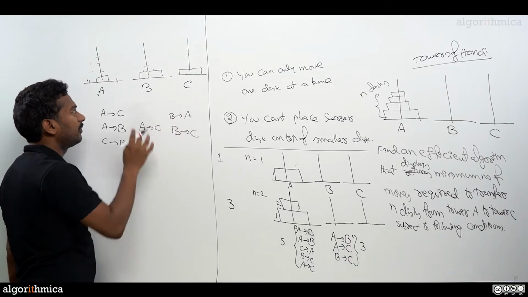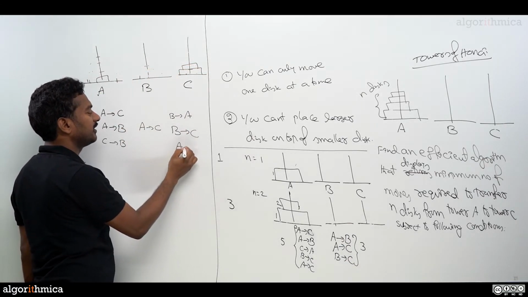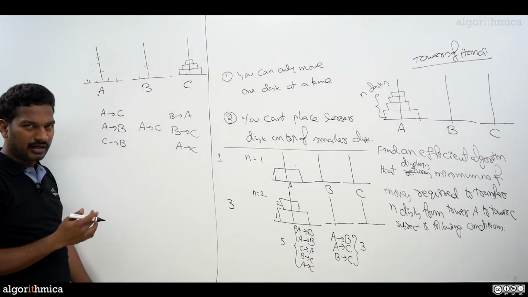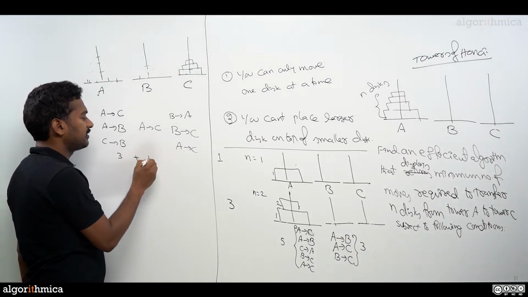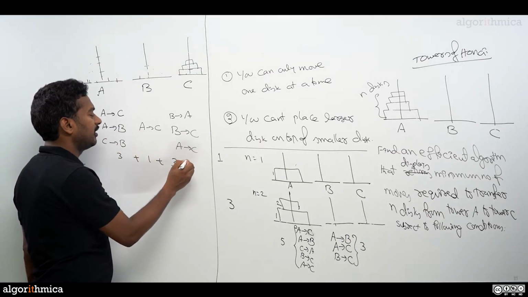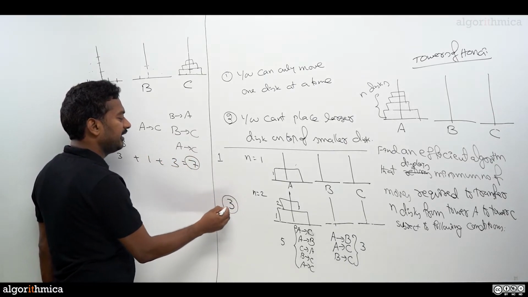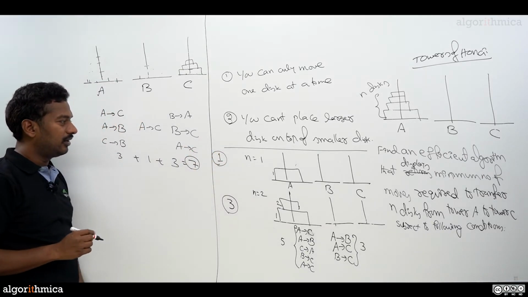So which we are moving up. Then the second largest is here. Now finally A to C, which is the smallest one, is here. So totally how many moves are required here? 3 plus 1 plus 3, which is nothing but 7. So 7 moves are required for 3 disks, 3 for 2 disks, and 1 move for 1 disk.